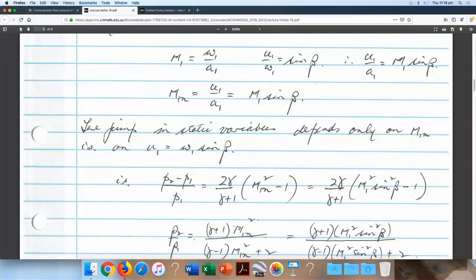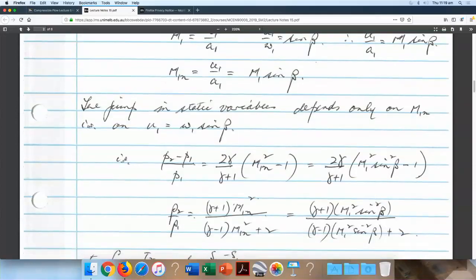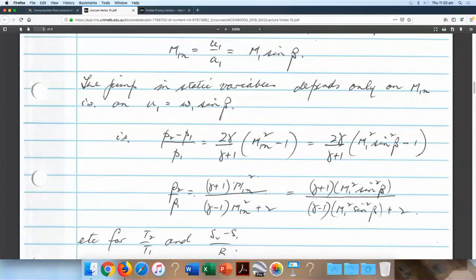So there's a pressure rise when this is greater than 1. And that, of course, is going to be equal to 2 gamma over gamma plus 1, M1 squared sine squared beta minus 1, because M1n is M1 sine beta. And rho 2 over rho 1, I worked that out for you before, and it was gamma plus 1 M1n squared over gamma minus 1 M1n squared plus 2. And the limit as the Mach number went to infinity was gamma plus 1 over gamma minus 1. That's the maximum density difference you could get across the shock.